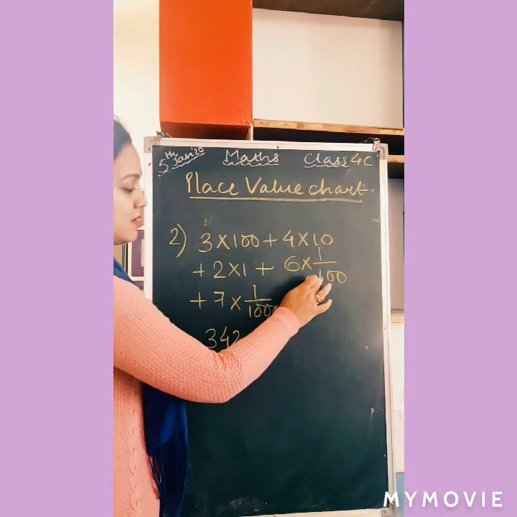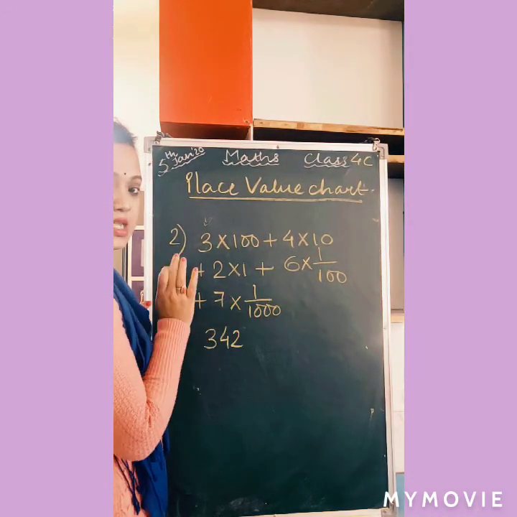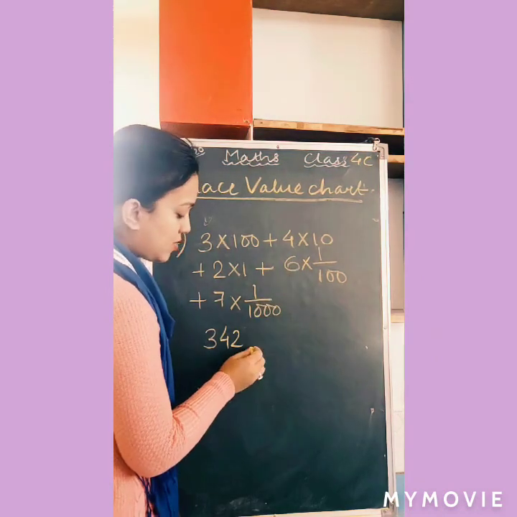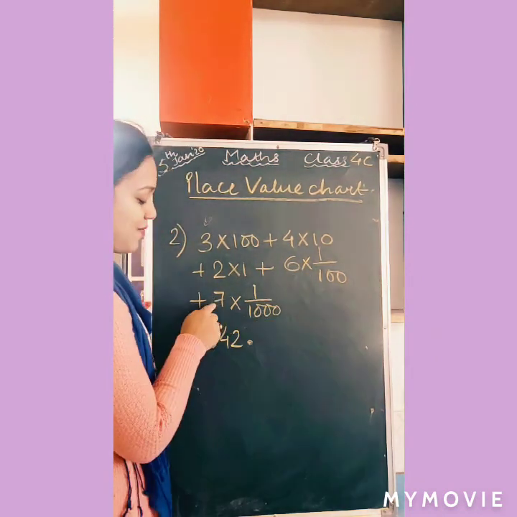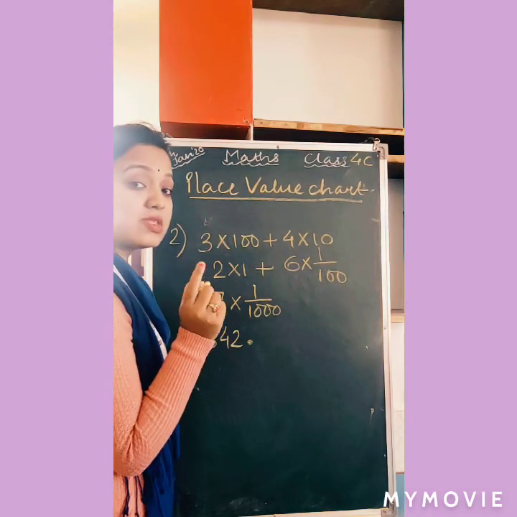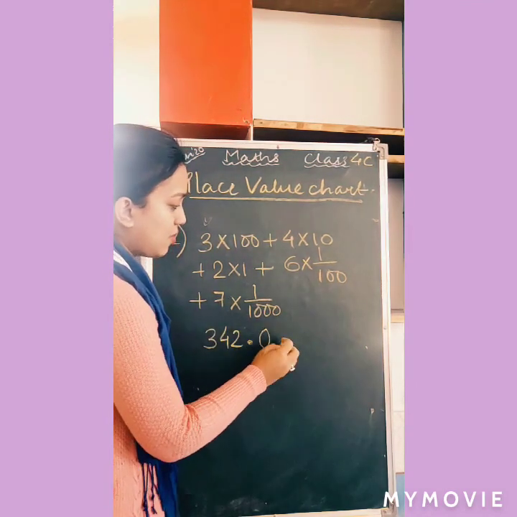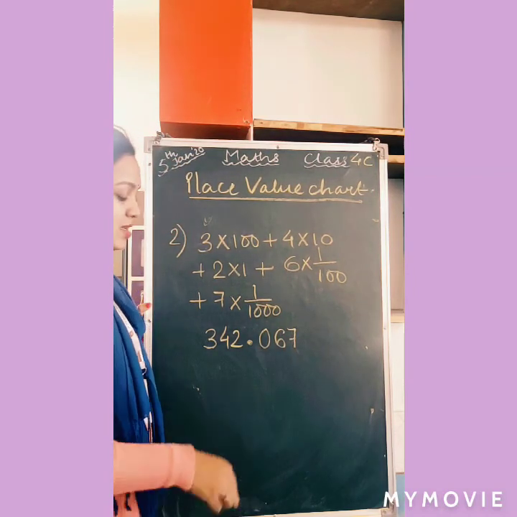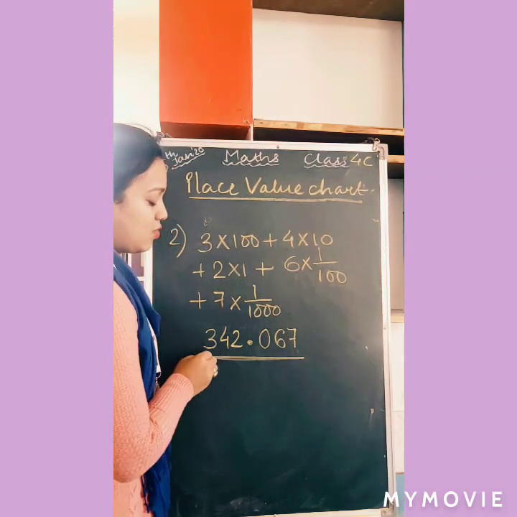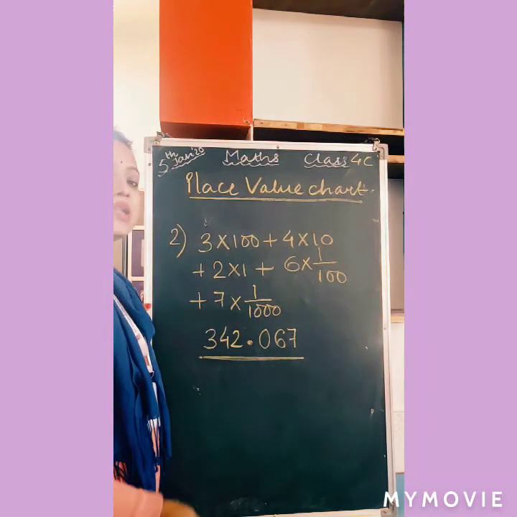Done. Now this is 1 by 100, 1 by 1000. That means it is towards my right. So I'll put a point immediately. This is in the 100th place, 7 is in the 1000th place. But there is no 10th place. So it will be 0, 6, 7. Correct? So this is the decimal value of this expanded form.